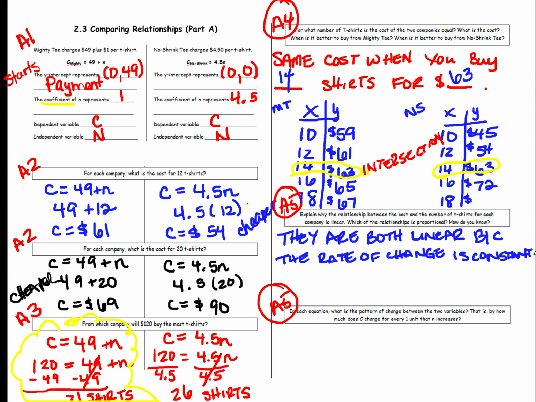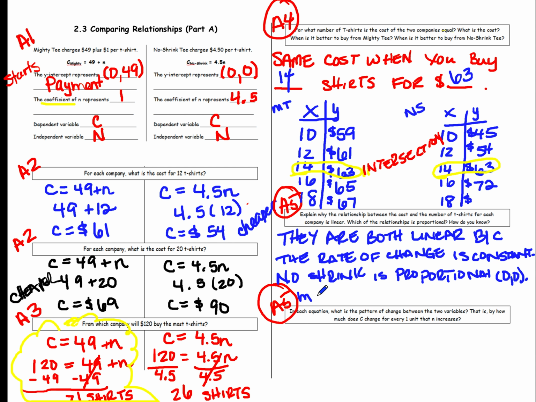All right, now the next question here is asking, are they both proportional? And we're going to just point out which one is not proportional. So look up here, which one is not proportional, not going to go through 0, 0. Hopefully you said the No Shrink or Mighty T. No Shrink is. So let's just go ahead and put that. No Shrink is proportional. And that's because it has that 0, 0.